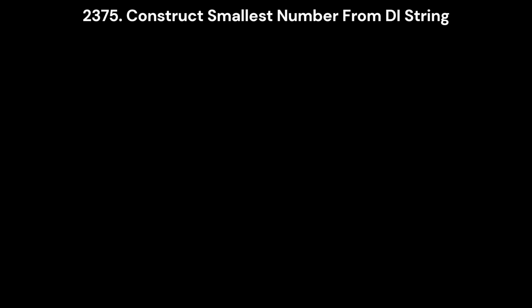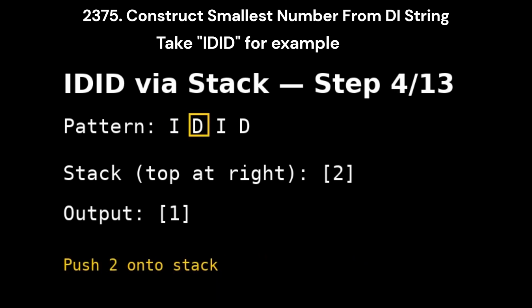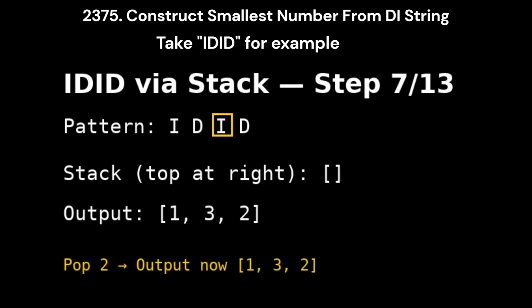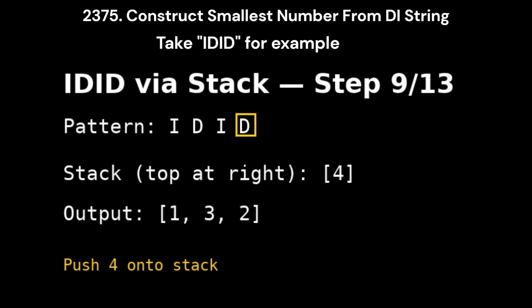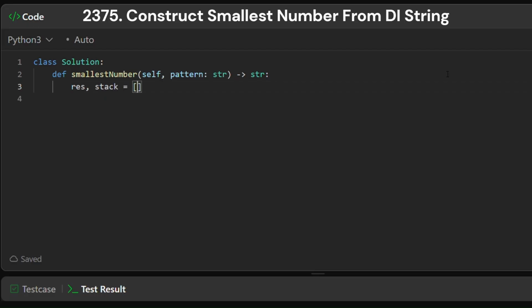On February 18th, we got a neat greedy problem. The trick is to use a stack, keep pushing numbers, and whenever we see an I or reach the end, pop everything into the result. The reason this works is that popping flips the most recent decreasing segment into an increasing one, which gives us the smallest possible arrangement in lexicographical order.